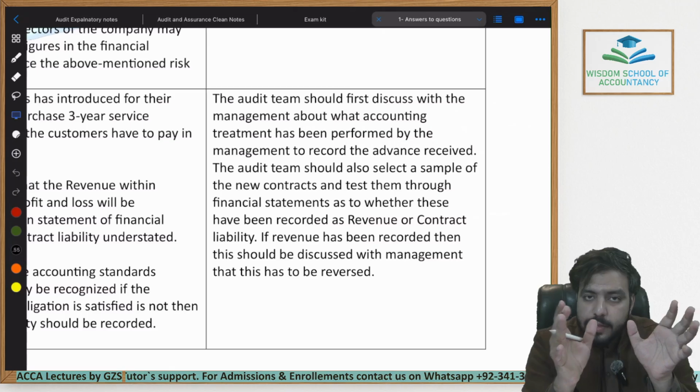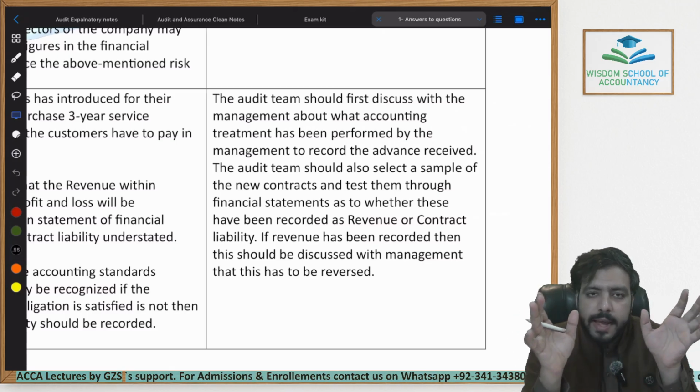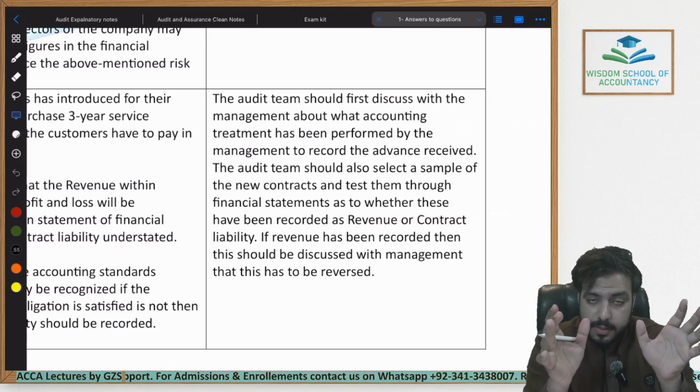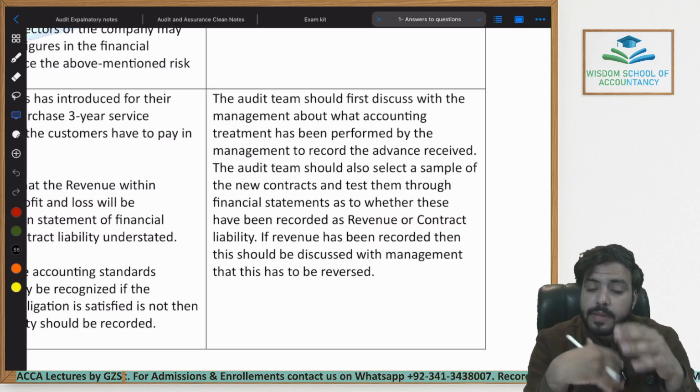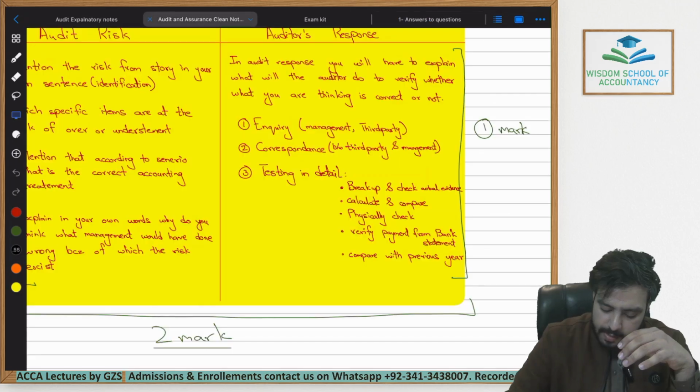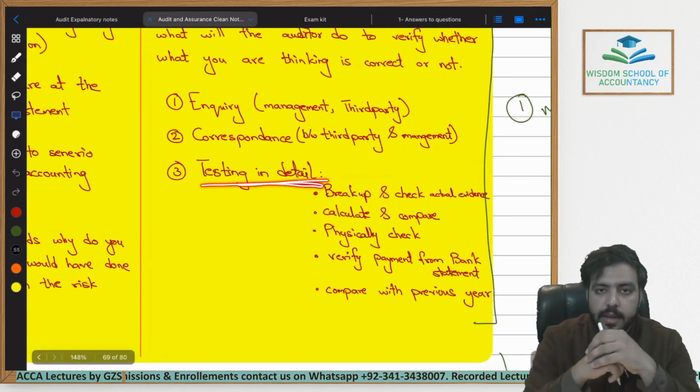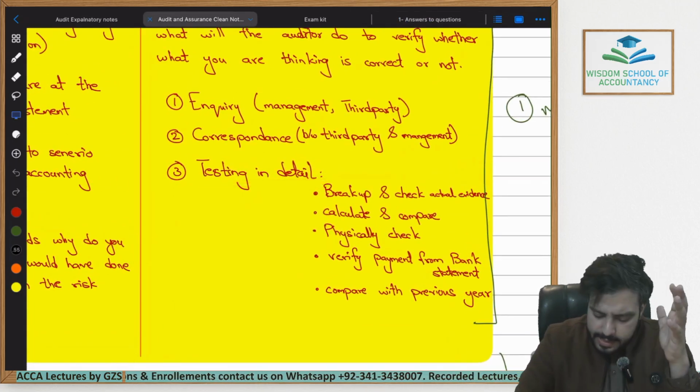But I know that I should not simply rely upon the explanations given by the management. This means that I will have to test something as well. I will have to test something in detail. What is the appropriate test that I can do?